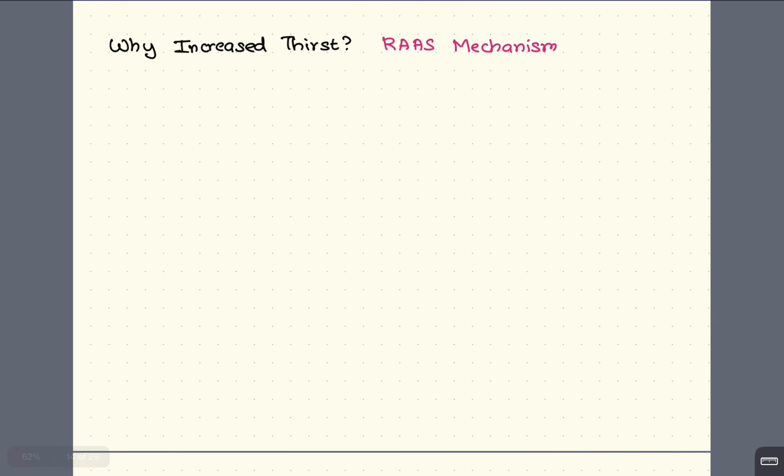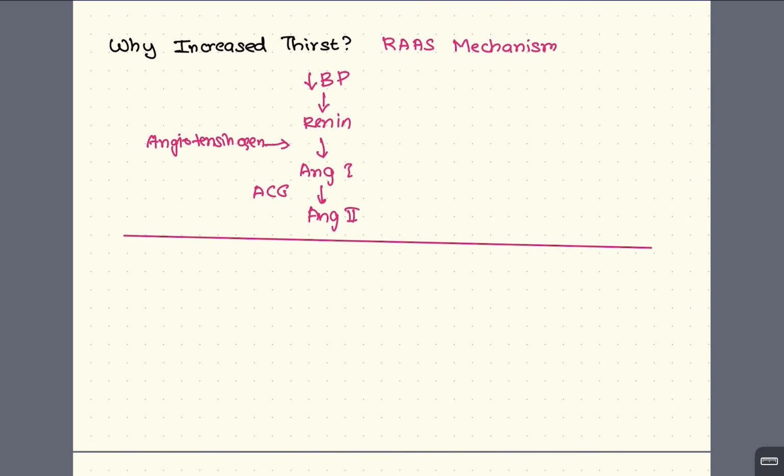Next, why is there an increased thirst? And when they ask about increased thirst, it is the RAS mechanism. Okay, so there is decrease in BP, right? So because of decrease in BP, renin is secreted from JG cells, and this causes angiotensin 1 release from angiotensinogen. Okay, now angiotensin 1 is converted to angiotensin 2 by angiotensin converting enzyme. Now, angiotensin 2 has many actions, so we'll be discussing those actions.